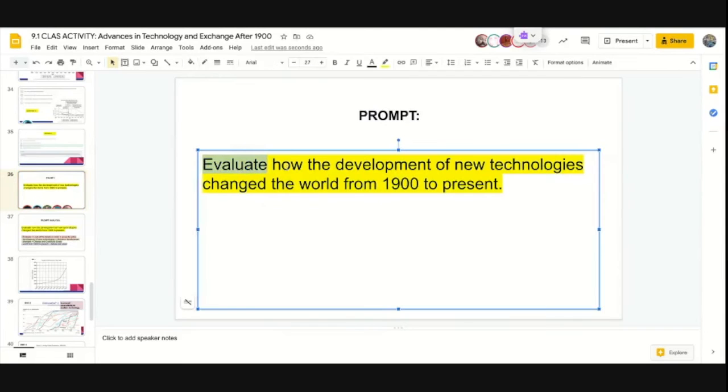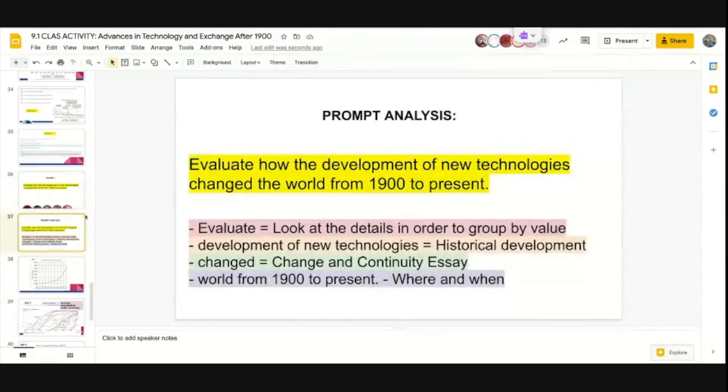Evaluate. All right, I know what I'm doing here. So I'm evaluating the values of these objects in one way or another. The development of new technologies is a historical development. How did that change? It's a change and continuity essay from 1900 to the present. Let's go. I was right.